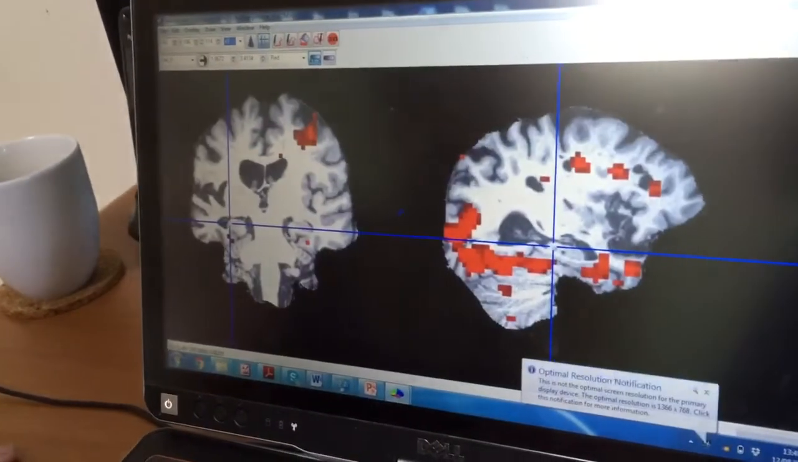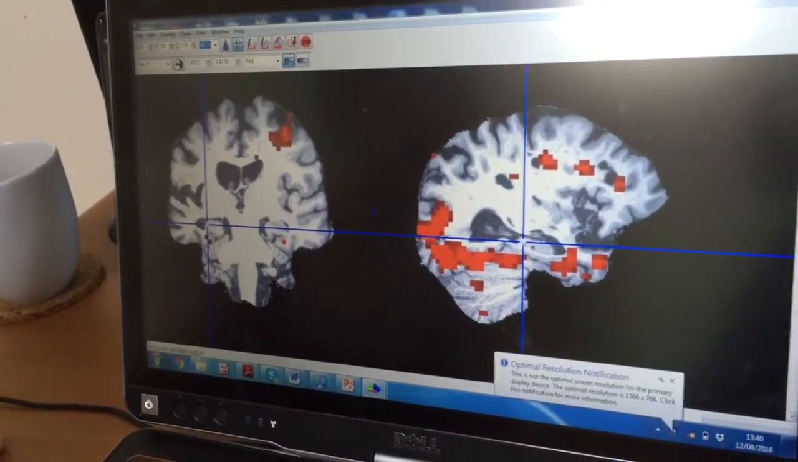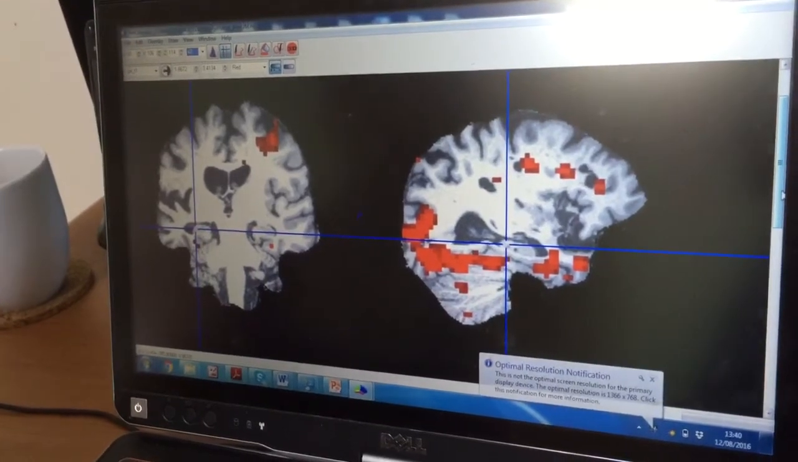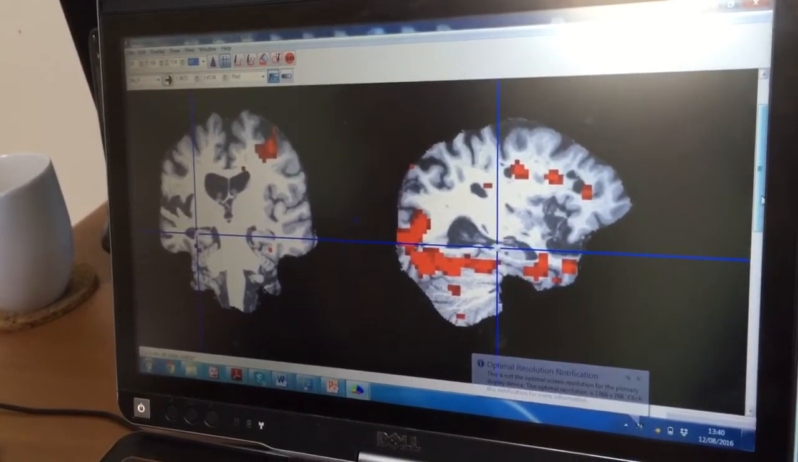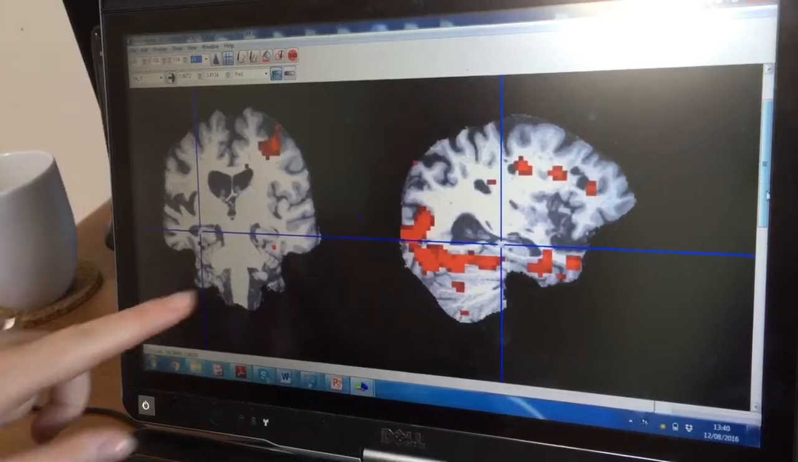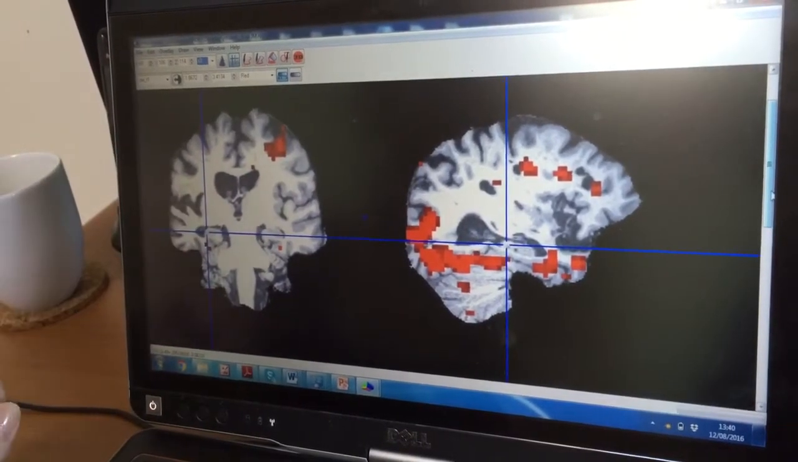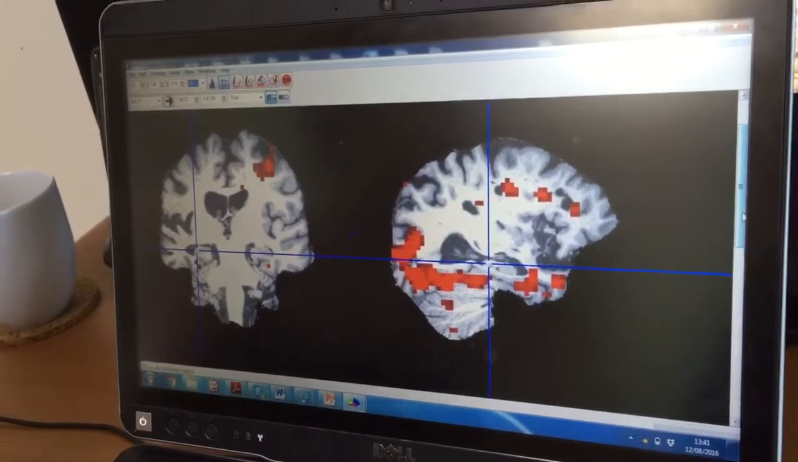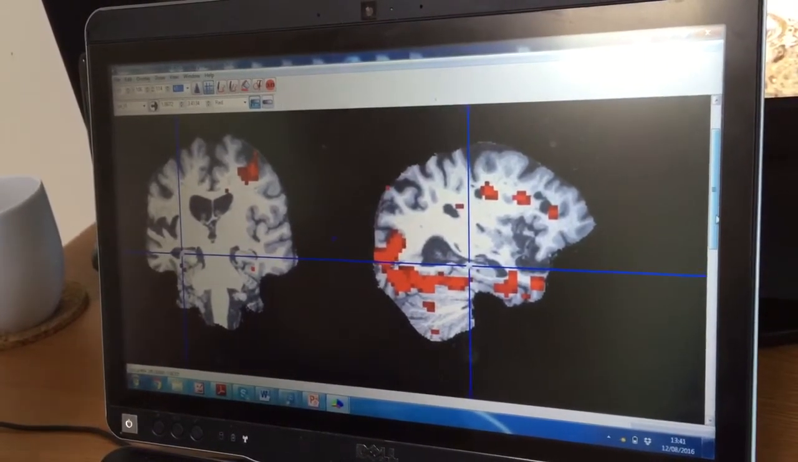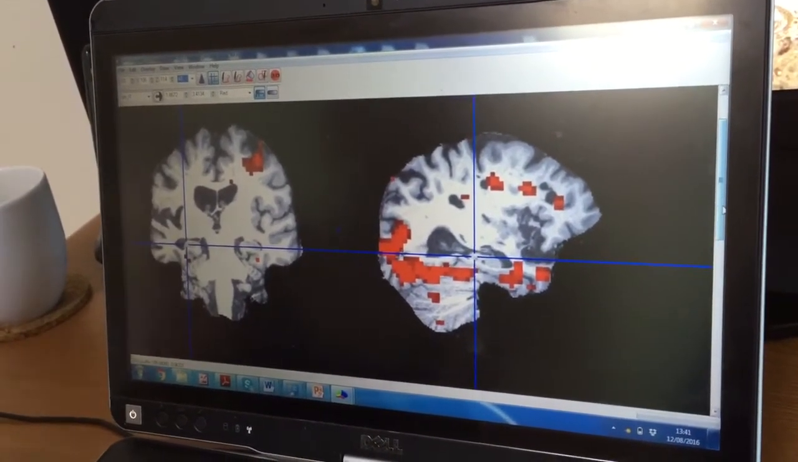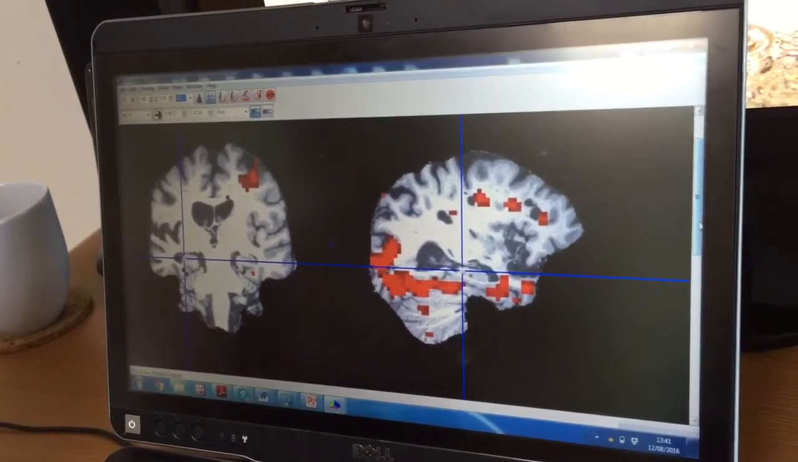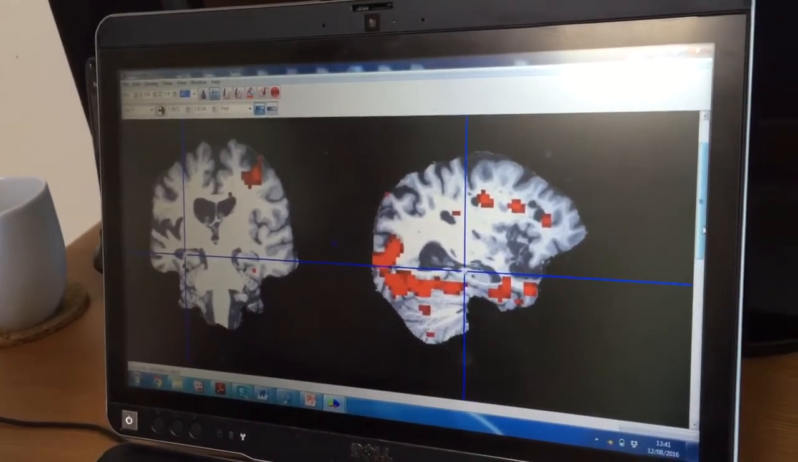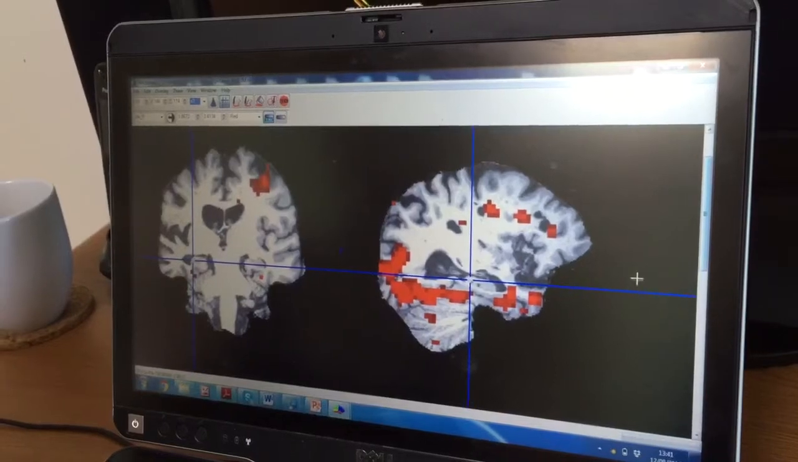What we're recording is the amount of oxygen in your blood at different parts of your brain. So the theory is, if one part of your brain has been used, it will have depleted its energy, and then it will need to get more energy back. So it will have more blood with oxygen go into that area. That's what we put into our mathematical models.